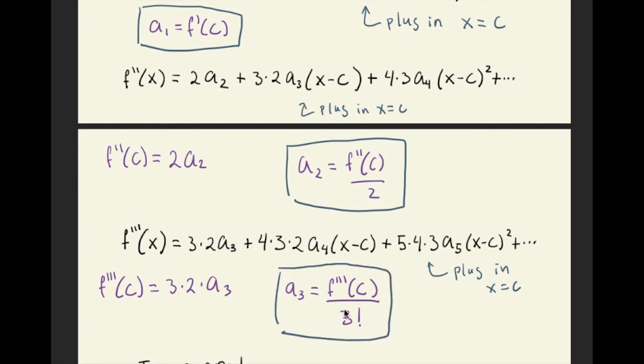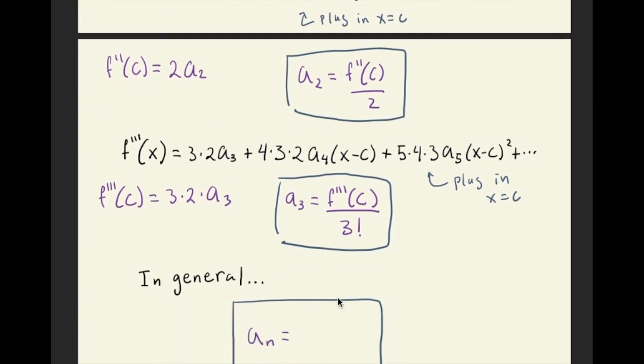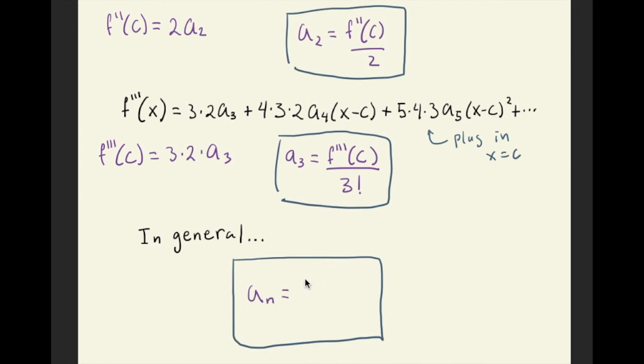Right? So we get that formula. And in general, you can keep doing this, and what we find is the an coefficient. For example, if you take another derivative, you're going to see that the fourth derivative of f plugged in at c will be equal to 4 times 3 times 2 times a4, which is 4 factorial times a4. So the an, in general, will have the formula f^(n) of c, and this means take n derivatives, plug in x equals c, and divide by n factorial.